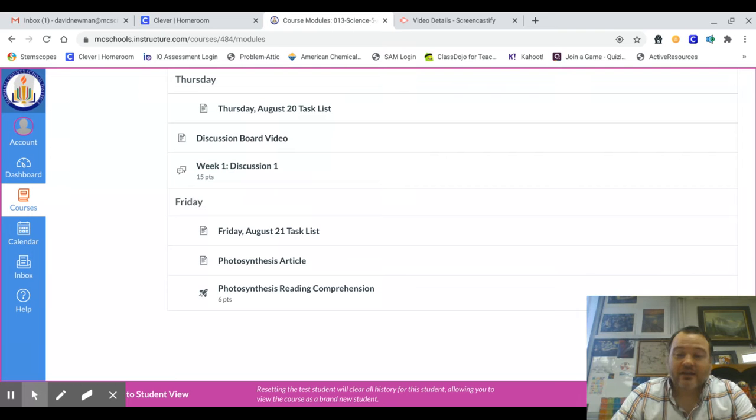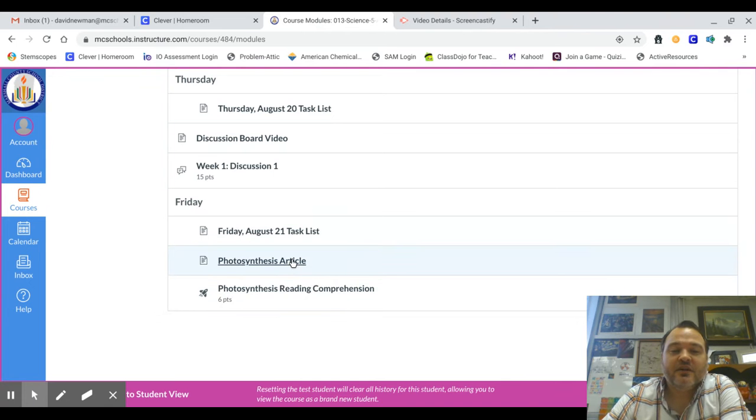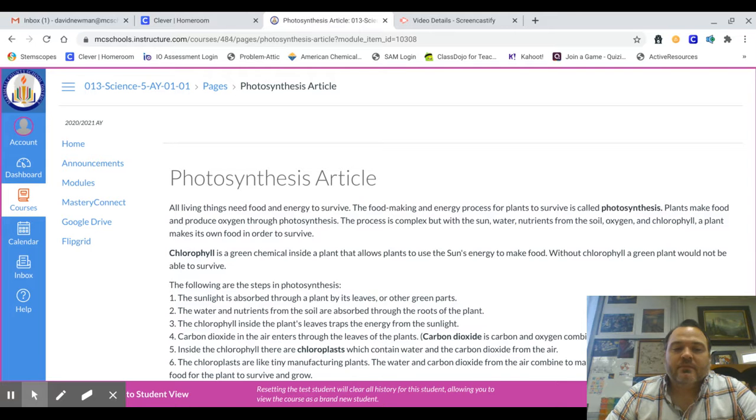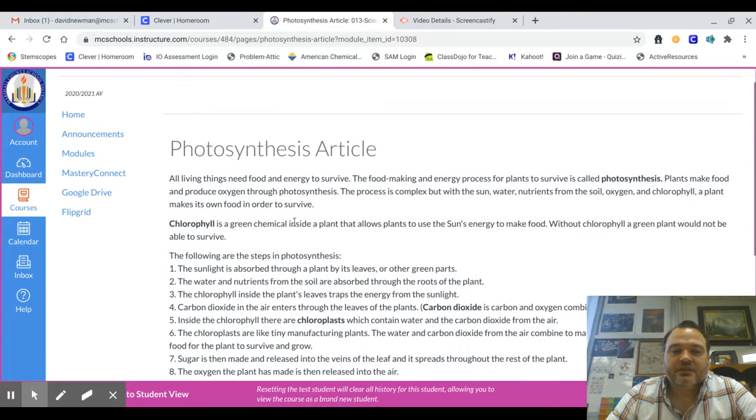So, like every other video, I am on the module screen. There's our task list. What does it tell us to do? Photosynthesis article, and then a photosynthesis reading comprehension. Similar to the video idea. The article is on one part, the questions are on the other part. So if I go to the article, it pops up. Here's your instructions.